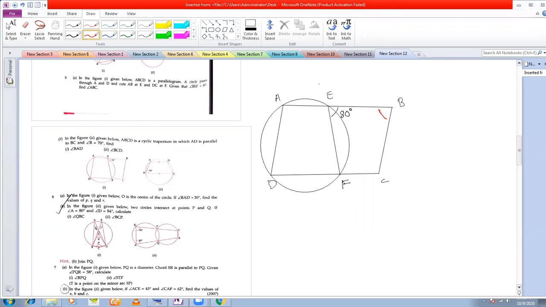Sir, opposite to angle ADC, ABC, okay? Tell me what. Sir, angle ADC is equal to 80. Why so? Because it is a cyclic quadrilateral. Okay, fine, AEDF is a cyclic quadrilateral. Sir, that is correct. That is the right direction.